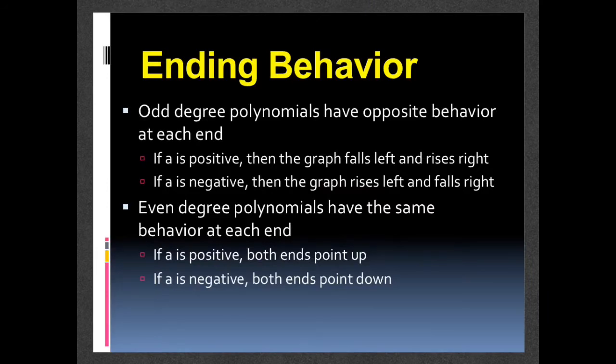So this just sums up what we talked about. The odd degree polynomials have opposite behavior. If A is positive, then the graph falls left, rises right. If A is negative, it rises left and falls right. The even degree has the same behavior. If it's positive, both ends point up. If it's negative, both ends point down.